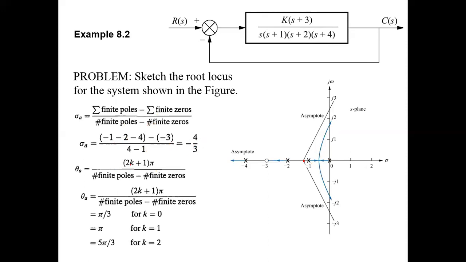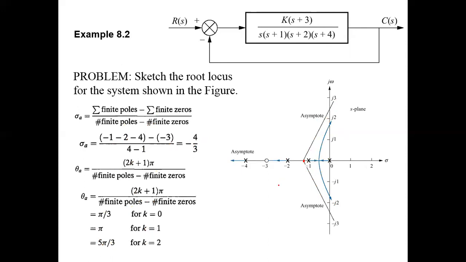And for the angle, we start from k equal to 0, 1, 2, 3 and so on until the angle repeats itself. So we get the angles 60 and 300. So here we have 60° and here we have 300°. The asymptotes will meet at this point. The root locus will meet this asymptote at infinity or a finite zero. So the root locus will move along this asymptote.